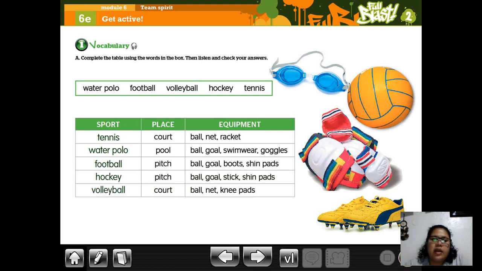Very good. En el que son el water polo, these are goggles. Son los que ponemos en los ojos para proteger, ¿no? Shin pads. Football and hockey son shin pads. Lo que se ponen aquí para proteger la parte de la cara. Y el otro son knee pads, que van en las rodillas. En el caso de voleibol, pues muchas veces tienen que aventarse al piso y tienen protección para las rodillas, como las que se ponen cuando están aprendiendo a patinar. Same thing. Okay? Very good.